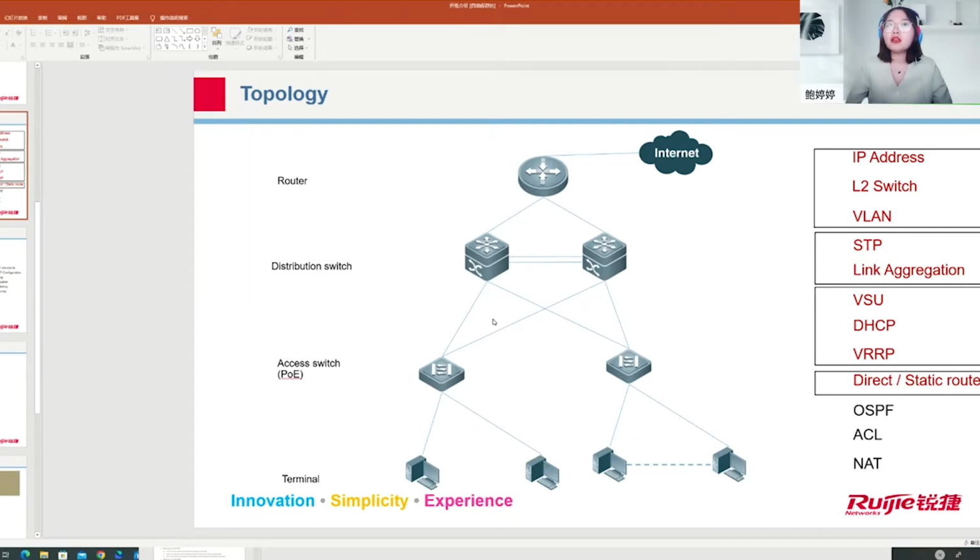And if the AD value is the same, we will compare the metric. Also, the smallest value will be selected as the best one. If the metric is also the same, finally all the routes will be added into the routing table. And this we call load balance, right? We can use these multiple paths to provide the load balance function. Okay, so this is the principle.